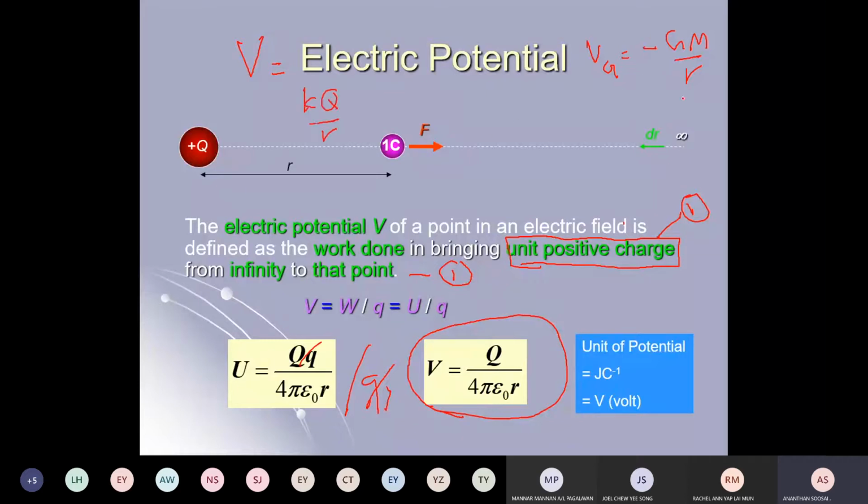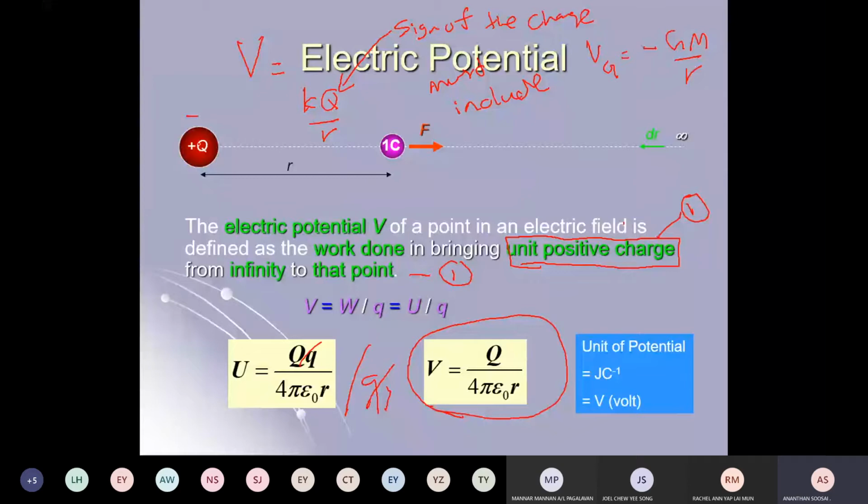KQ over R, same as gravitational potential. Just, of course, the constant is different. This is G, this is K. Here mass, this is charge Q, R. But no negative, no positive. Okay, so for electric potential also, the sign of the charge must be included. Don't forget to include the sign of charge. If the center charge is negative, then you must put Q as negative. This Q is actually the center charge.